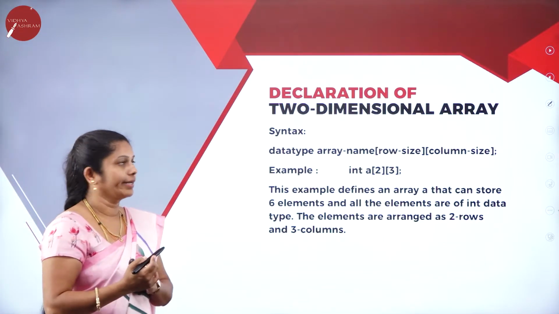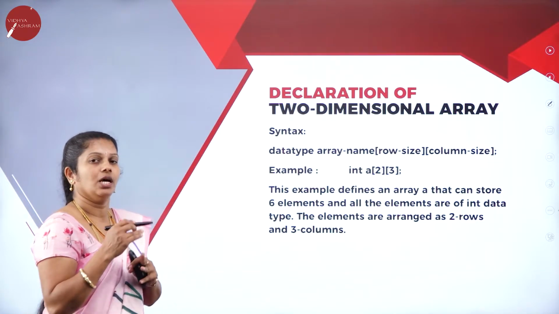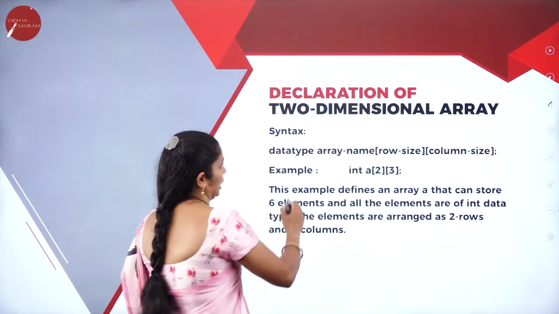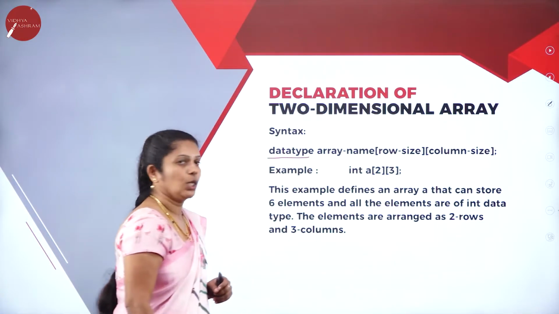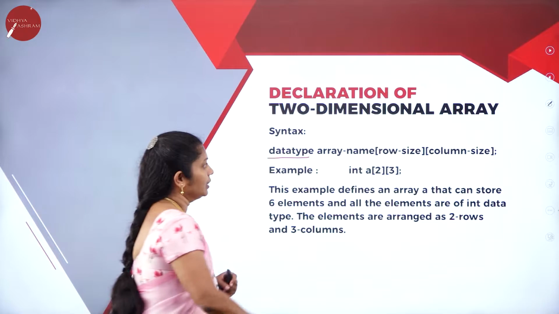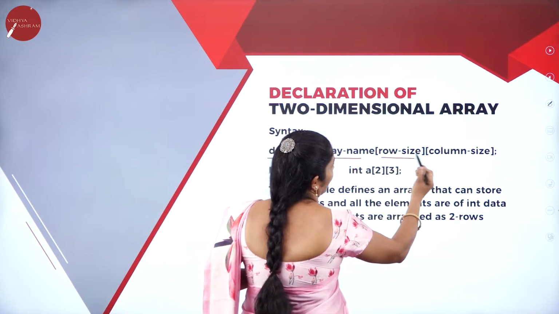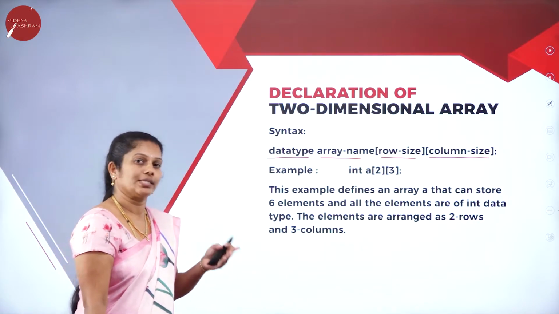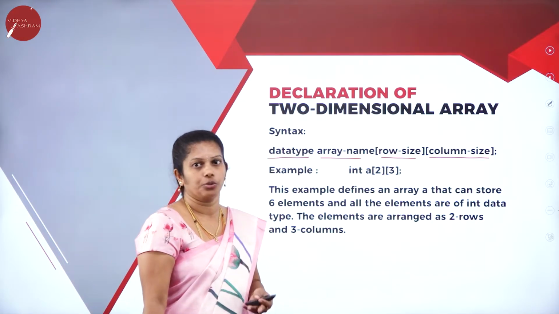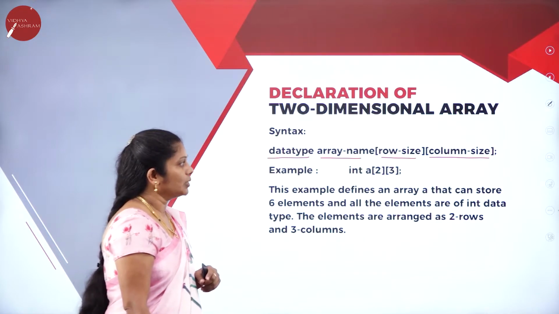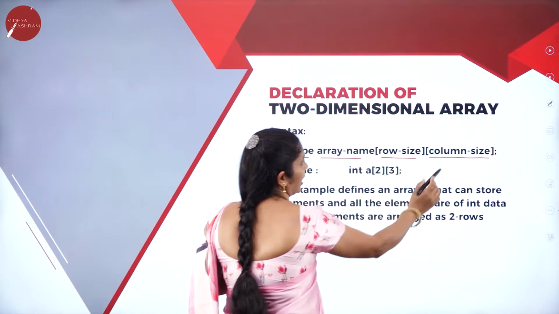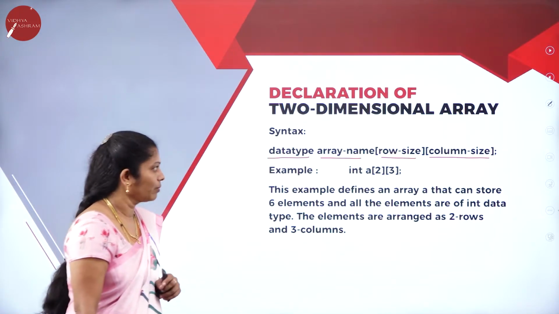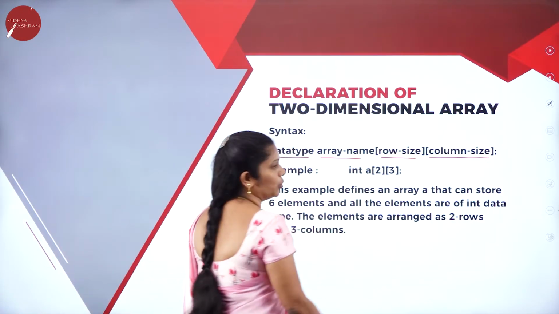Now, how to declare a 2-dimensional array? Now you know the example, but how to declare it? To declare a 2-dimensional array, as usual, first we have to write the data type, then the array name, row size as well as column size. If you want, you can write row size or size 1, size 2 also. The row size represents the total number of rows and column size represents the total number of columns in that 2-dimensional array. Example, int a[2][3].